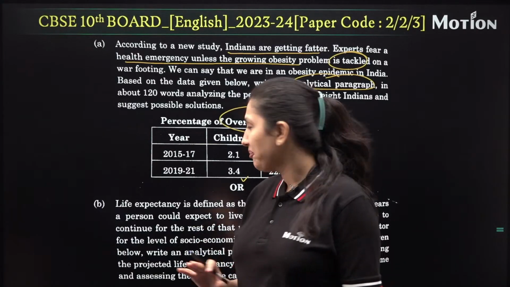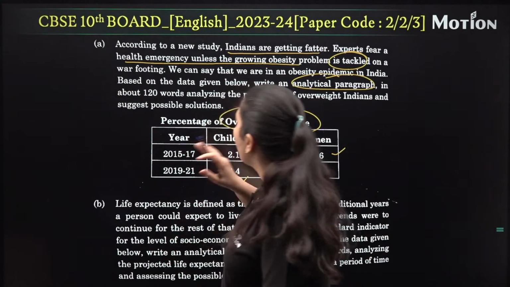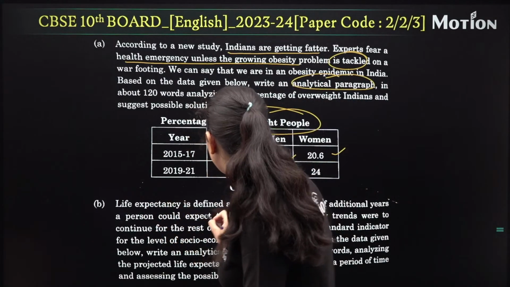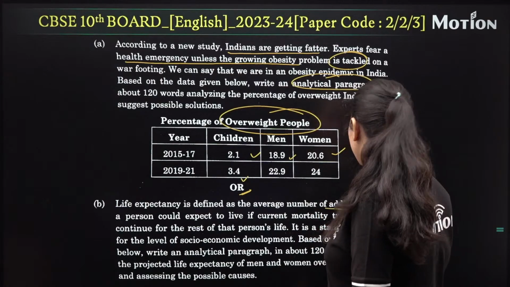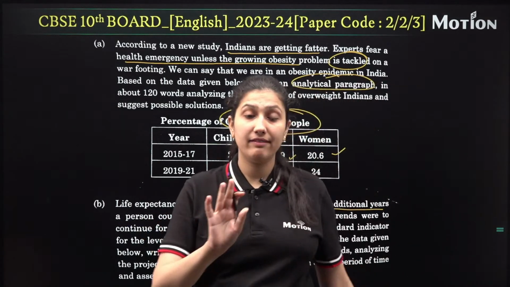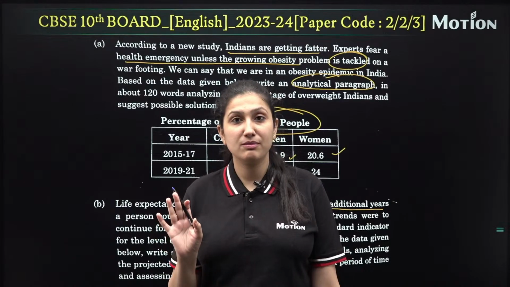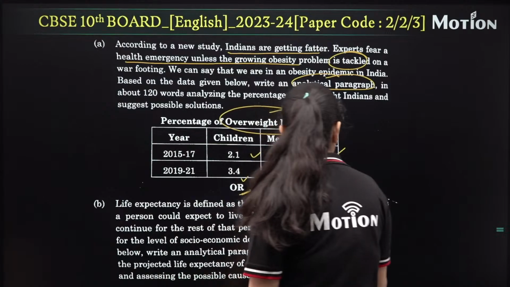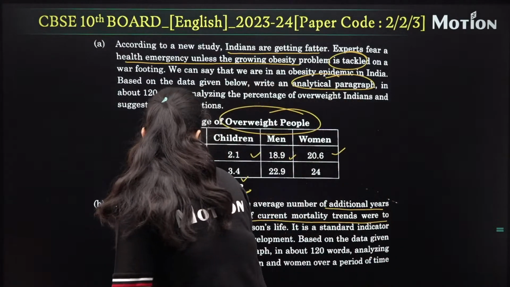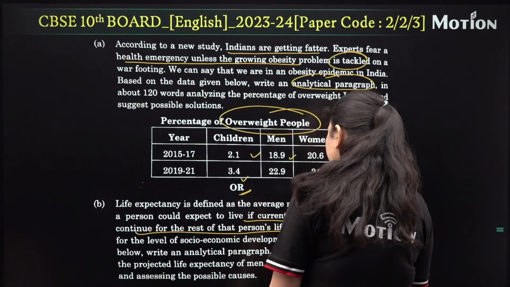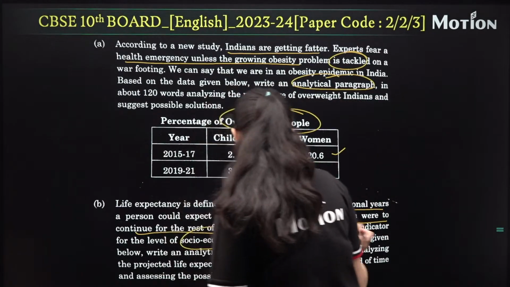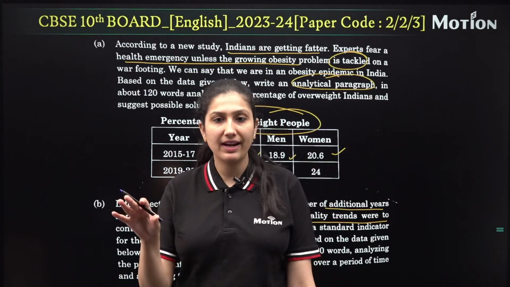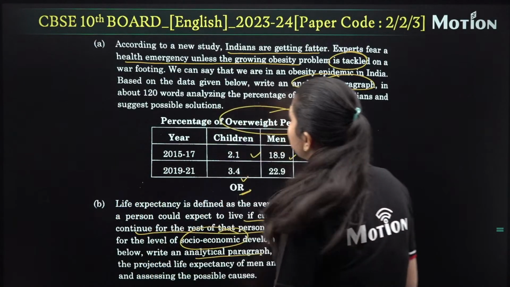I know that. Or if you hadn't attempted this question, then you might have gone for this one. Life expectancy is defined as the average number of additional years a person could expect to live if current mortality trends were to continue for the rest of that person's life. You have read life expectancy in social science; your teacher must have told you. It is a standard indicator for the level of socio-economic development. Similarly, you have to write an analytical paragraph. It is 5 marks, and you have written intro, comparison and conclusion. This you must have written.